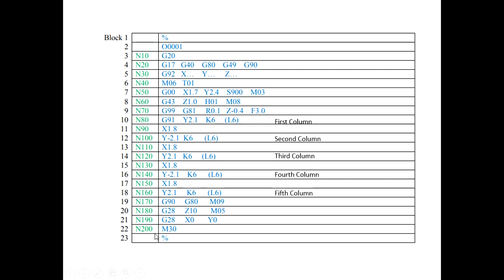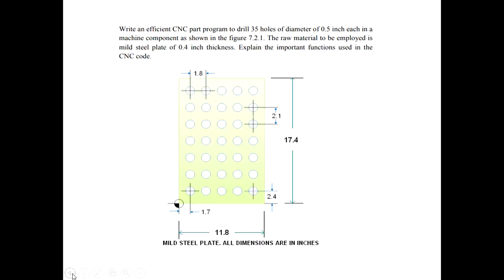So in this way we can drill the number of holes simultaneously with the help of this simple incremental positioning, and for the number of holes you have to write K6. We are writing here K6. How many holes do we have to drill? 6 holes. So it will drill the 6 holes at the increment of 2.1 or minus 2.1. After that you have to specify the X coordinate. In this way we can drill the holes in the 5 columns.